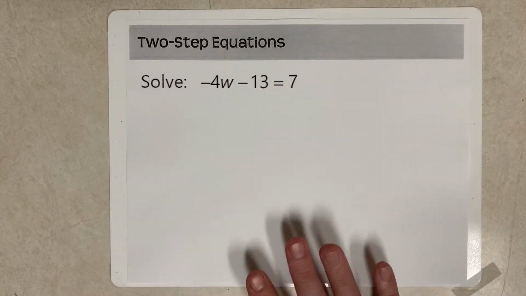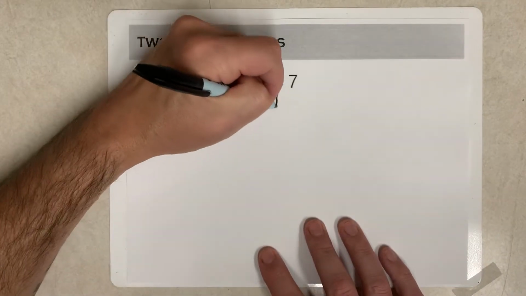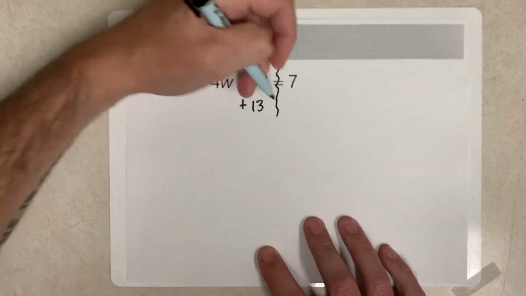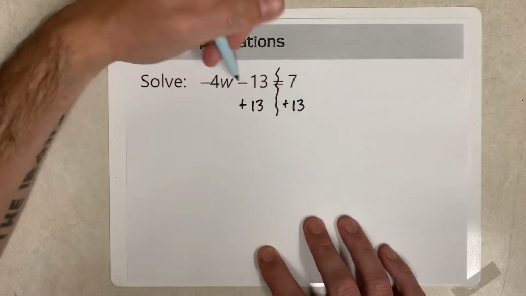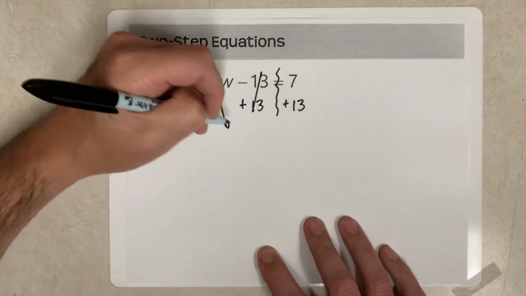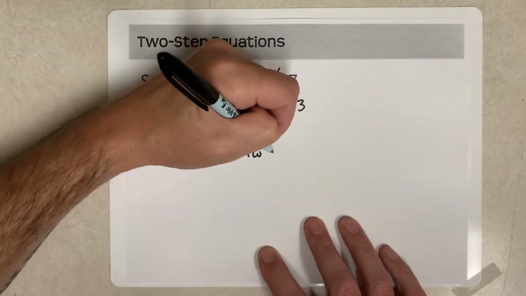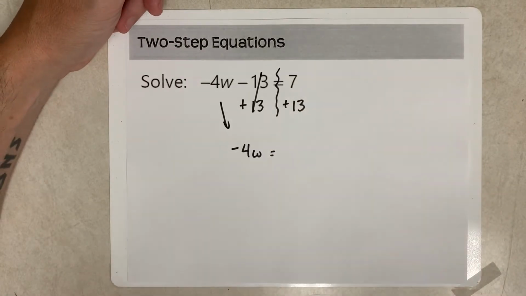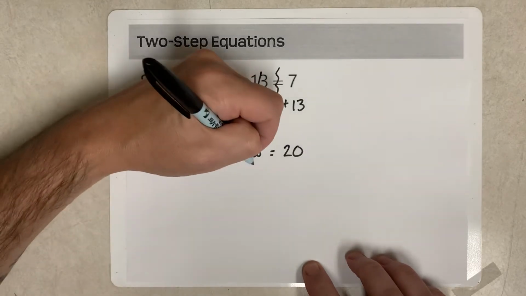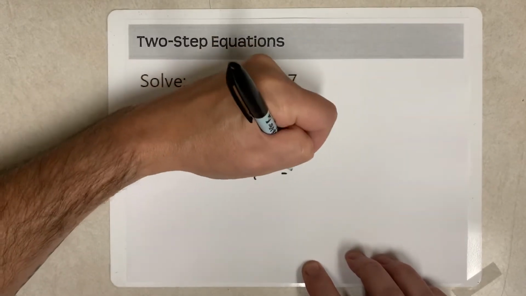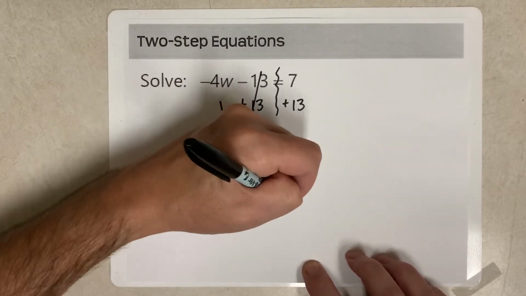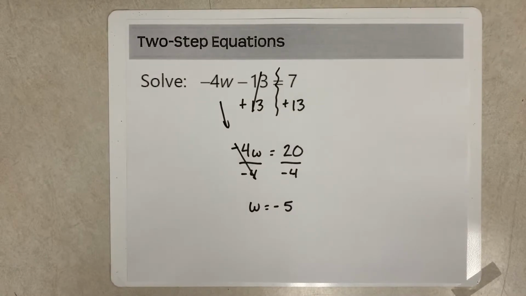All right, this one, let's see what we got here. Here's a river. Got to get rid of the -13 first. So plus 13. And you'll notice I sometimes refer to minus subtraction as negative. Same thing. Cancel. I'm going to bring down my -4w equals, and whatever this is, 7 plus 13 is 20. Okay, so now I'm down to a one step. Divide by -4. Both sides, cancel, and w is equal to -5. Pretty easy.